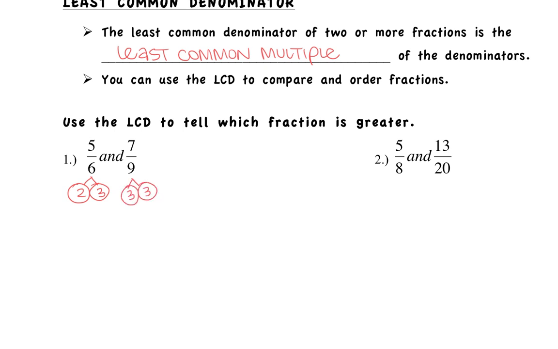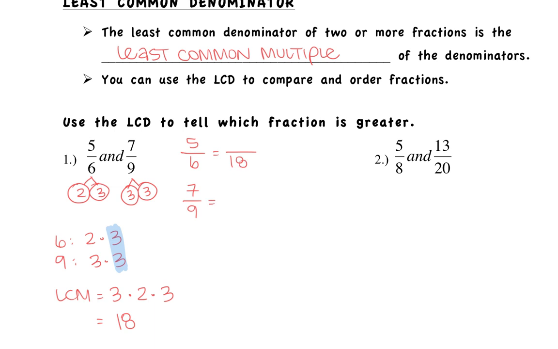I'm going to break each of these into their prime factors. So 6 is 2 times 3, 9 is 3 times 3. Then I'm going to group what they have in common, which I can see here that they have a 3 in common. So remember, for LCM, we take what they have in common and then also what they have left over to multiply. And we see here that 18 is the least common multiple. So what I'm going to do is, using this idea of equivalent fractions, I am going to rewrite both of these fractions to have a denominator of 18. So then it's easier for me to compare them because they're broken into the same size pieces.